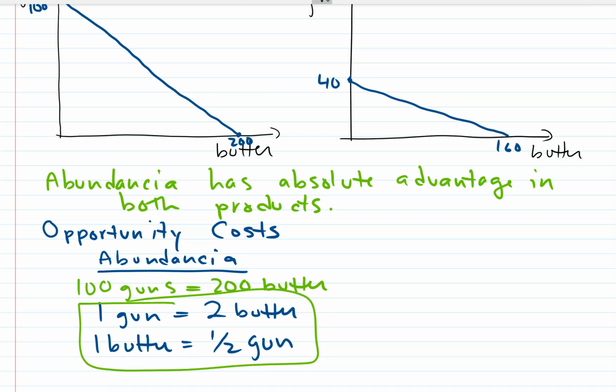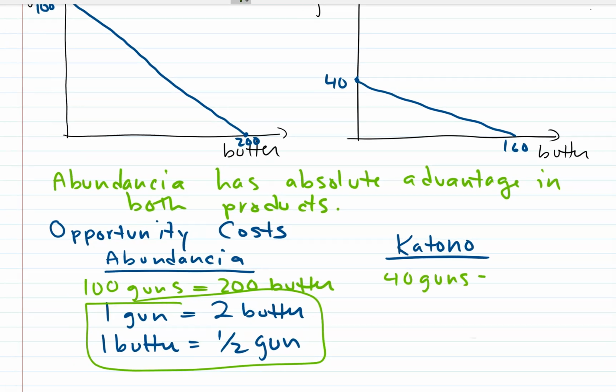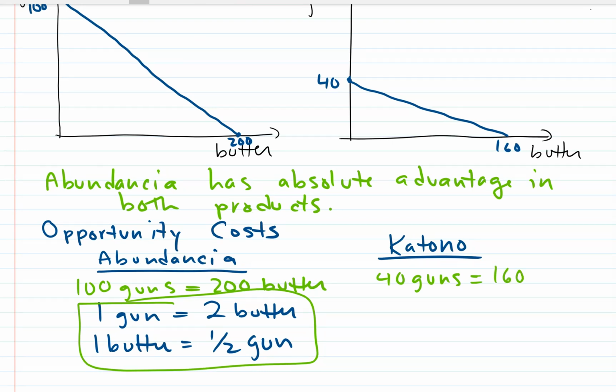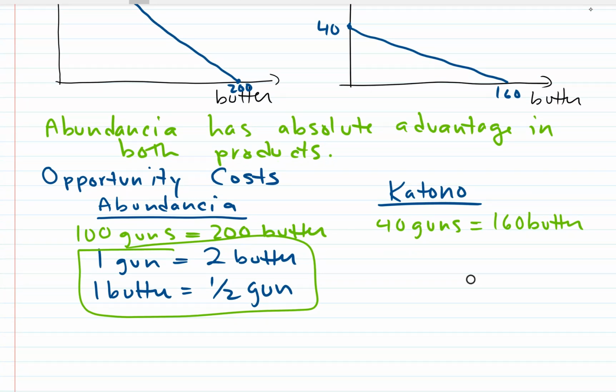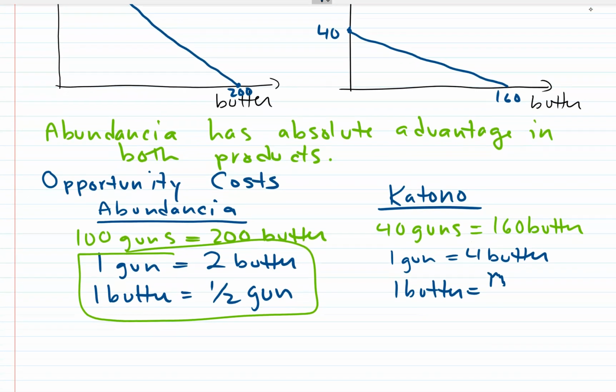And then we can do the same thing for Cotono. Okay, so they could do one extreme of 40 guns, or they could go to the other extreme of 160 butter. Again, they can do things in between, but we're just going to the extremes because it's easier for the calculation. So dividing both sides by 40, we end up with one gun is equal to 4 butter. Or 1 butter, divide both sides by 4 and switch the order, equals 1/4 of a gun. Okay, so this is their opportunity cost.